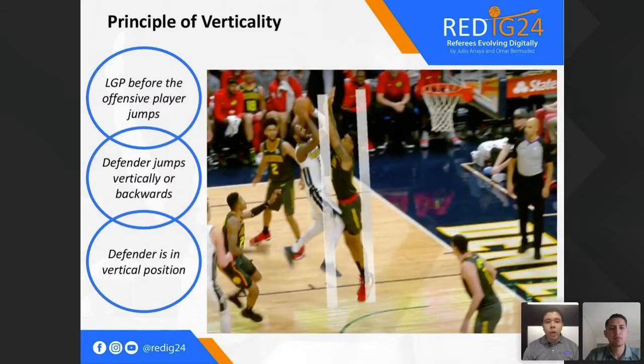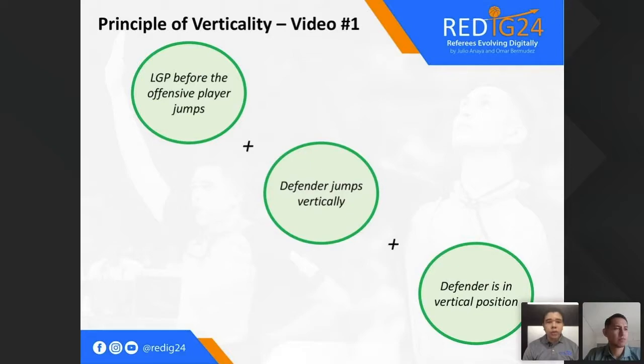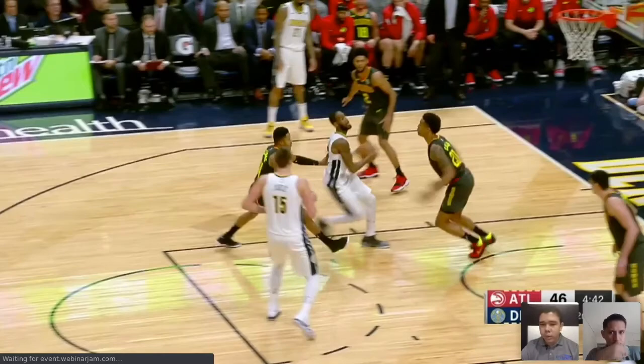So now we will watch first the sample of this picture, and then we will watch some videos, and through the poll you determine if you think that the player is vertical or not. So the first video, we'll put it right here.